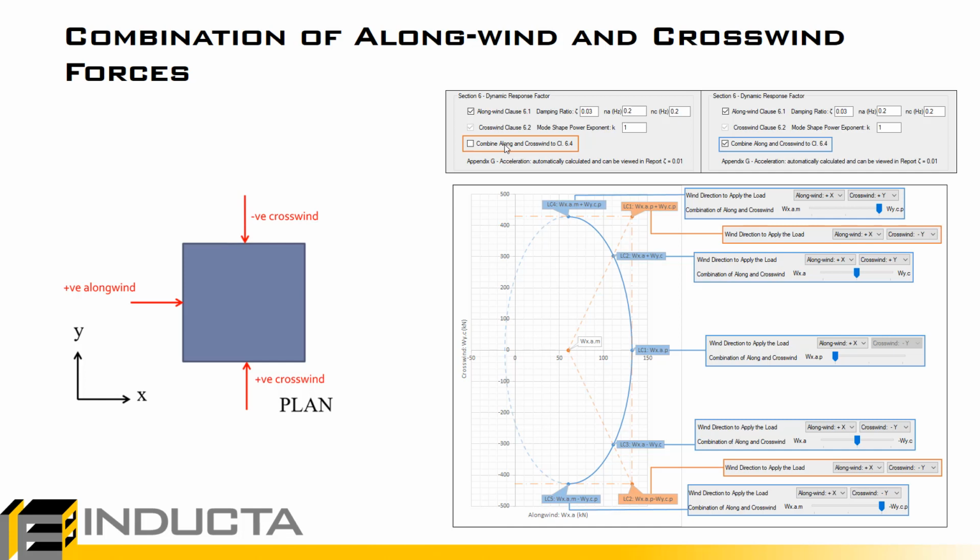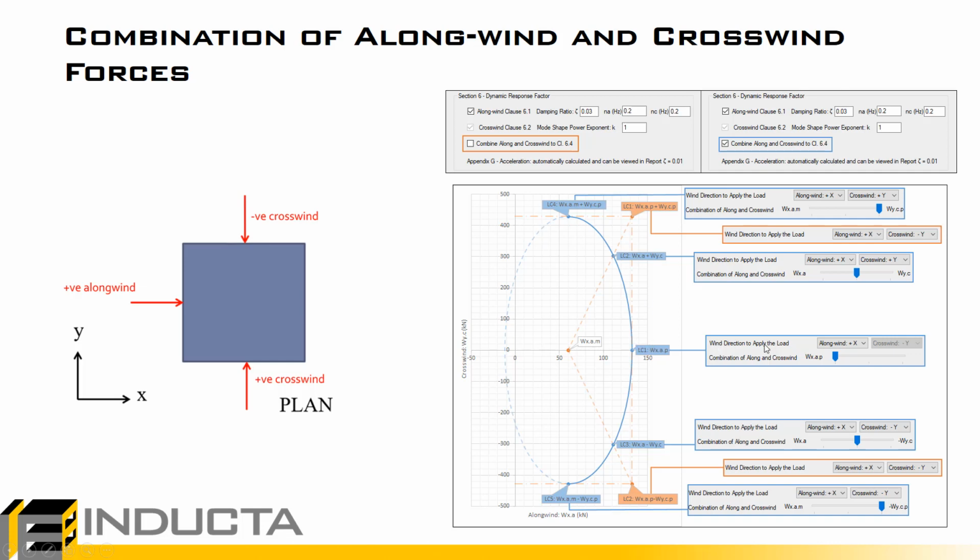Now, how we consider clause 6.4 and how we model it is that we have to switch on this checkbox here. When we switch this on, we have an option that becomes available, combination of along and cross. When this becomes available, we have a slider that also becomes enabled, and based on the location of the slider, we apply various combinations of alongwind and crosswind. I'll explain what each of the three positions means in relation to the force that is calculated.